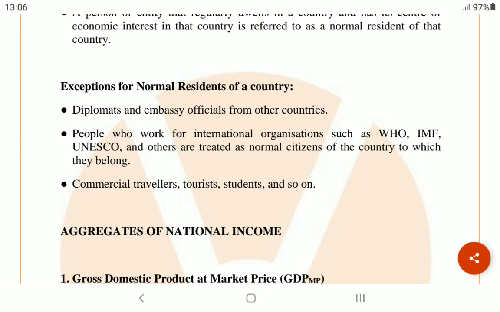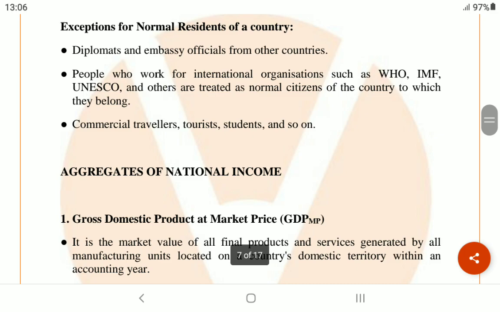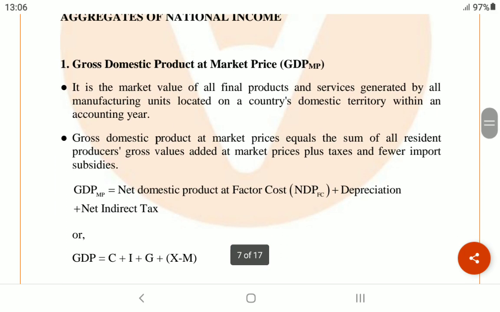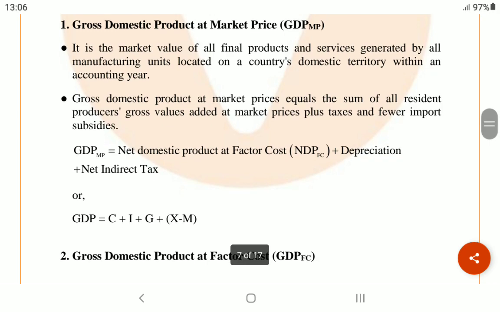Next is the aggregates of national income. First is gross domestic product at market price, GDPMP. It is the market value of all final products and services generated by all manufacturing units located on a country's domestic territory within an accounting year. So gross domestic product at market price equals the sum of all resident producers' gross value added at market prices plus taxes less import subsidies.